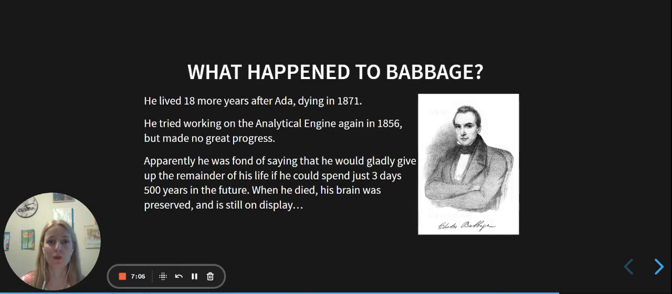And what about Charles Babbage? He lived 18 more years after Ada, dying in 1871. He tried working on the analytical engine again in 1856, but made no great progress. Apparently, he was fond of saying that he would gladly give up the remainder of his life if he could spend just 3 days 500 years in the future. And when he died, his brain was preserved.